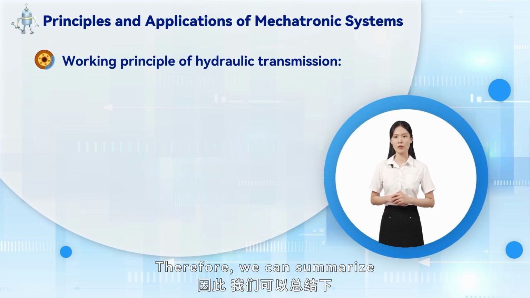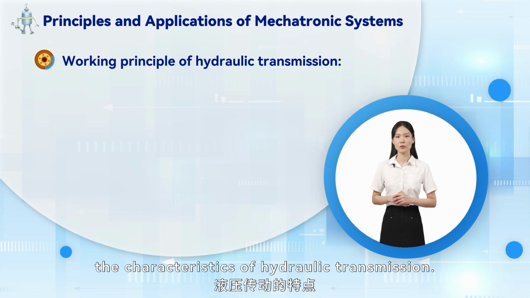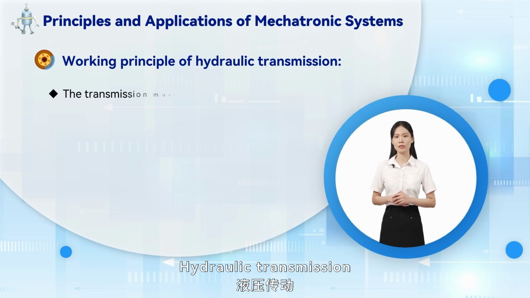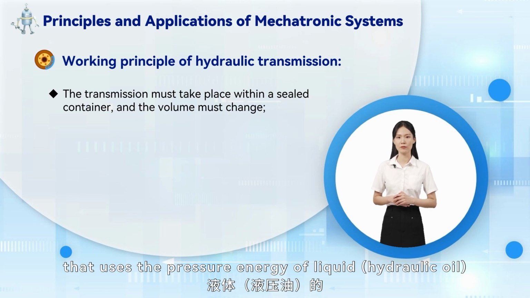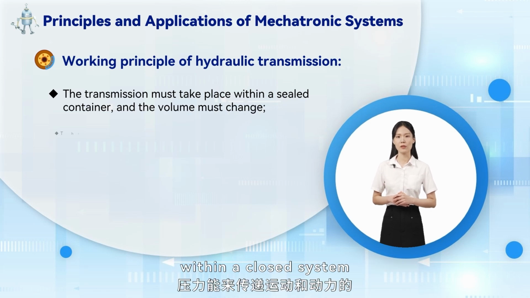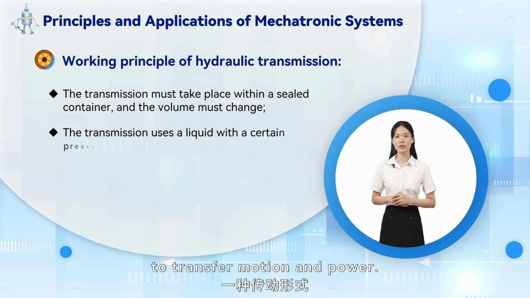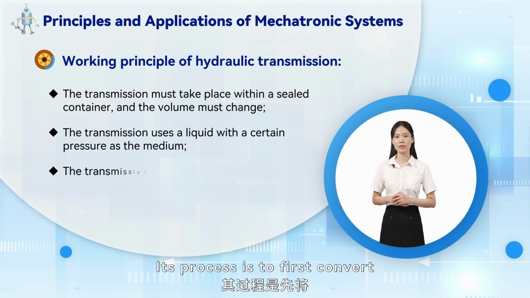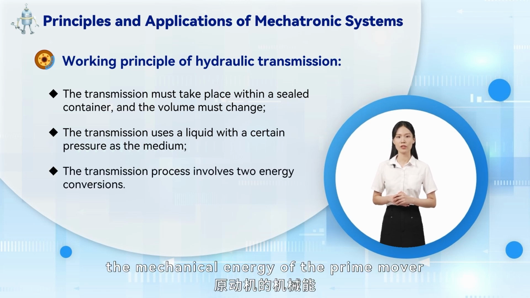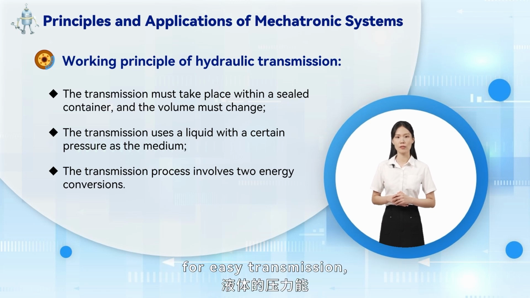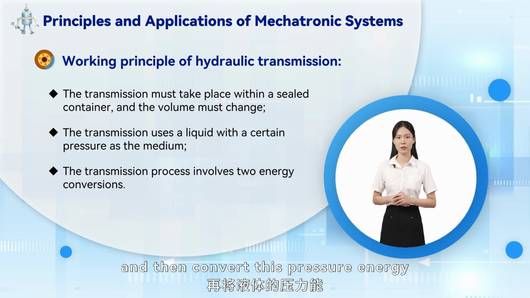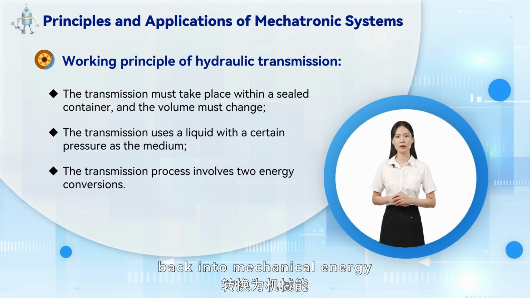Therefore, we can summarize the characteristics of hydraulic transmission. Hydraulic transmission is a form of transmission that uses the pressure energy of liquid hydraulic oil within a closed system to transfer motion and power. Its process is to first convert the mechanical energy of the prime mover into the pressure energy of the liquid for easy transmission, and then convert this pressure energy back into mechanical energy to perform external work.